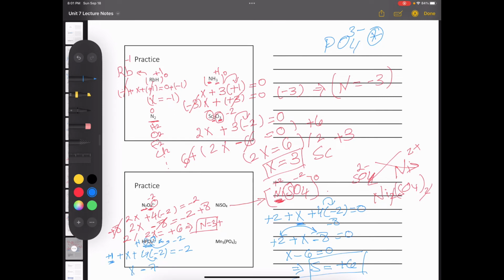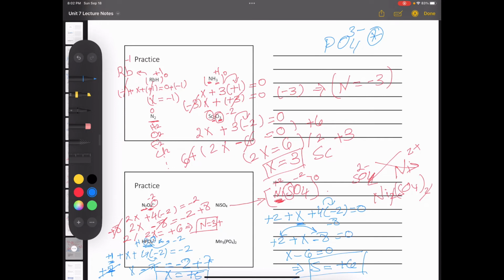minus 7 equal -2. So what I will do is I'm going to be adding 7 on both sides. So I'll be canceling out my 7 with the x. So 7 is going to cancel out with the 7. And this one will be +7. So x will be equal +5. And this is negative. So x will be +5. And that's the oxidation number for the phosphorus.